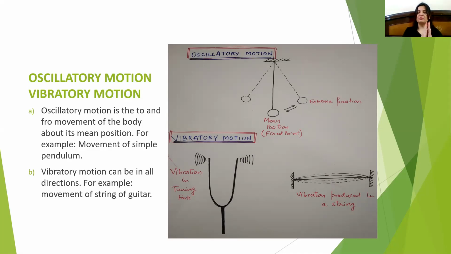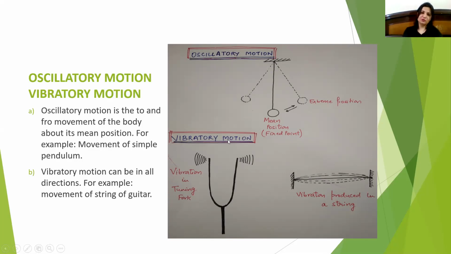Extreme position, mean position to extreme position. So maximum displacement, this is the amplitude. Amplitude is the displacement, the distance covered by the object executing oscillatory motion. Now, the example here is the simple pendulum. So the movement of a simple pendulum is an example of oscillatory motion.